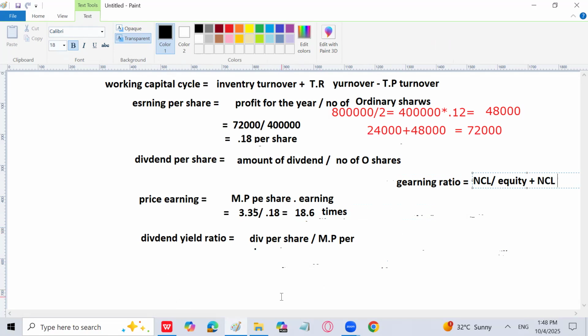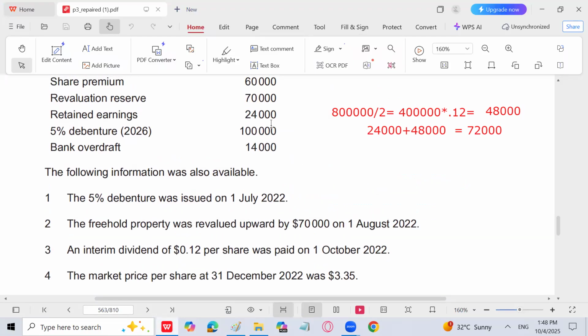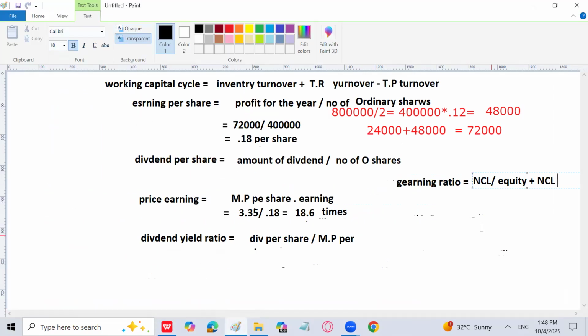So if you see the non-current liability, it is clearly stated that the non-current liability is 5% debenture, that is 1 lakh, over, let me write, over equity plus non-current liability.